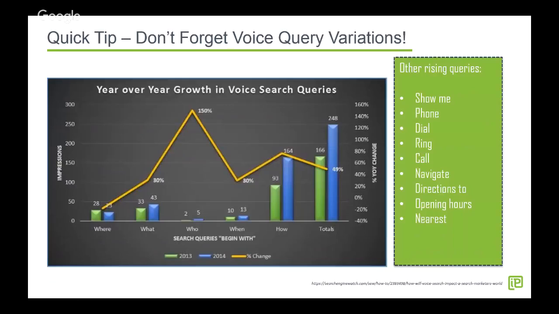Quick tip, don't forget voice query variations. Voice search is definitely on the rise over the last sort of year and a bit. And we're seeing more and more of these types of search queries pop up into our keyword research reports. So definitely consider using variations that people may actually be using with their voice assistants on phones. So things like show me, phone, ring, where is my nearest, opening hours, can I get directions to, etc. So definitely look to include those variations where possible, especially if you do have quite an up-to-date site that's mobile friendly.